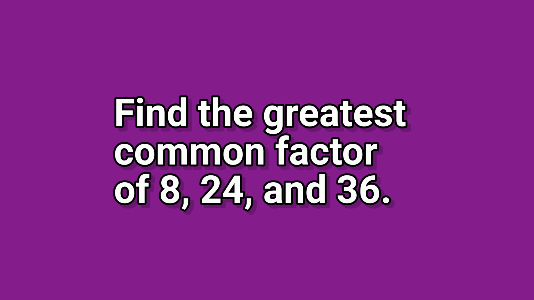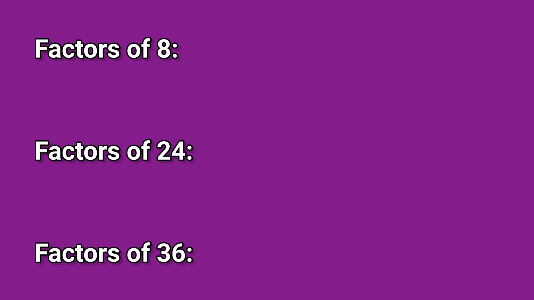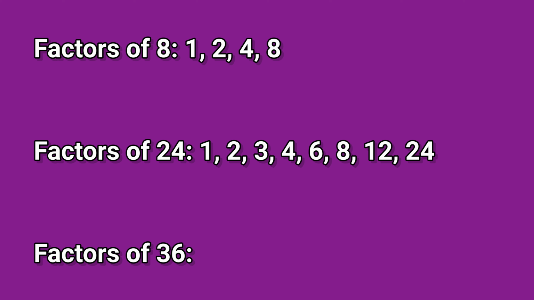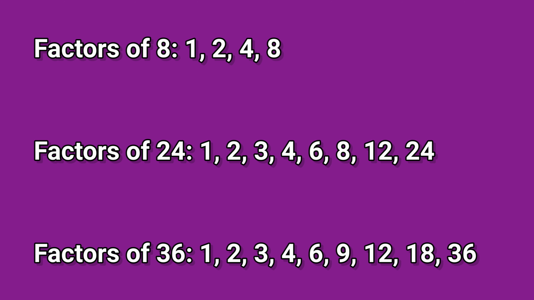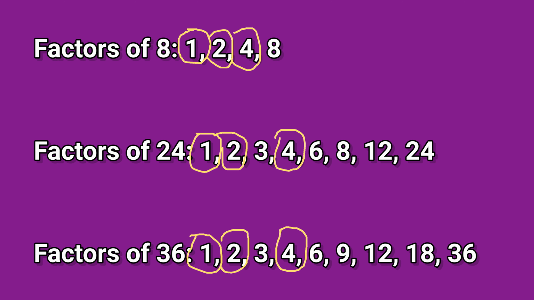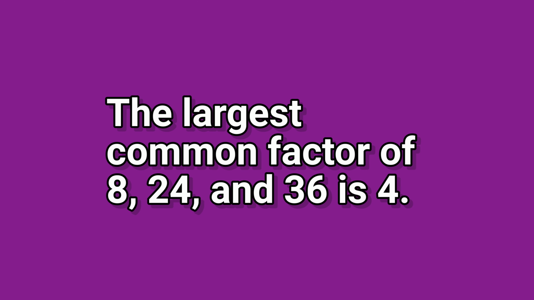Problem number 3. To find the greatest common factor of 8, 24, and 36, start by listing the factors for each number. For 8, the factors are 1, 2, 4, and 8. For 24, the factors are 1, 2, 3, 4, 6, 8, 12, and 24. For 36, the factors are 1, 2, 3, 4, 6, 9, 12, 18, and 36. Now, look for the numbers that are common to all three lists. They are 1, 2, and 4. The largest common factor is 4. So, the greatest common factor of these three numbers is 4.